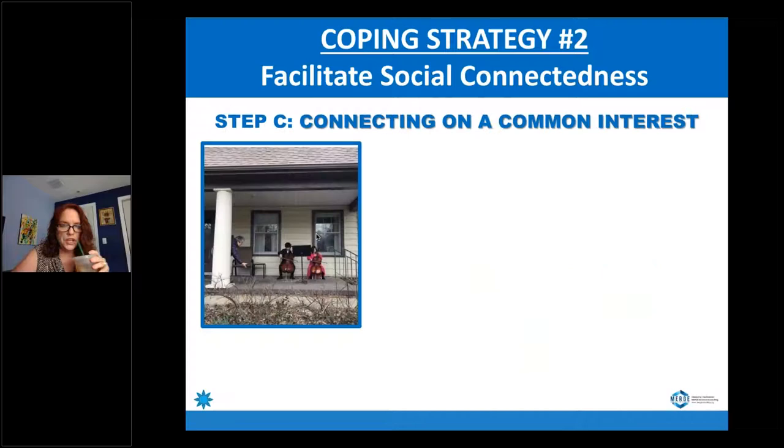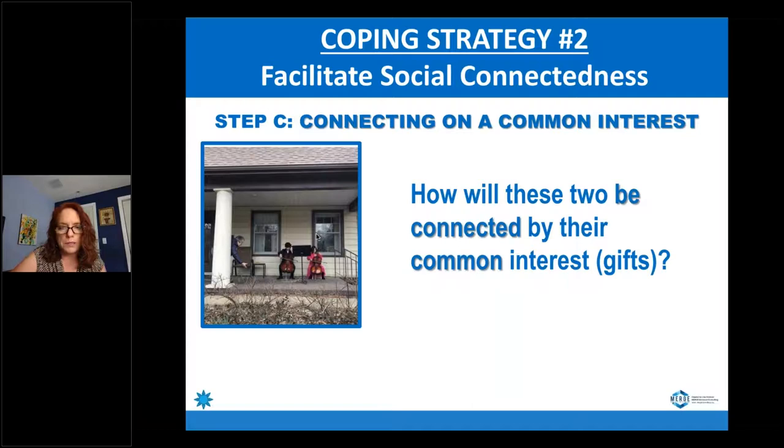Step C, connecting on a common interest. So here's where the work comes in to help connect these two people. How are these two going to be connected by the common interest or their gifts, what they are interested in? It may be a little bit more challenging in these times, but we can be very creative in how those connections can be made. So I'm thinking about the person I know and the person at their church, and how they're going to be connected.